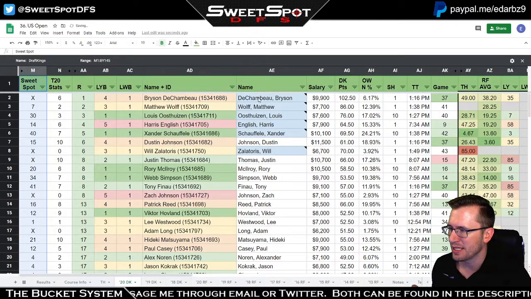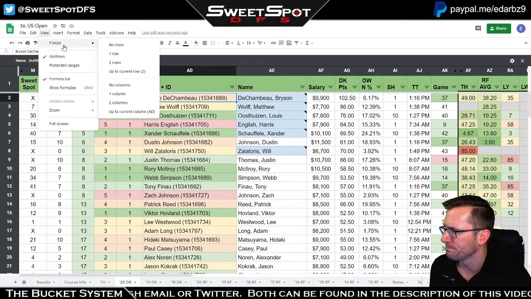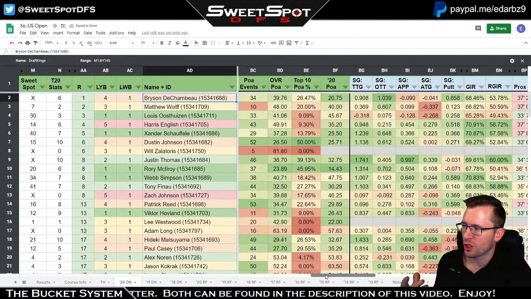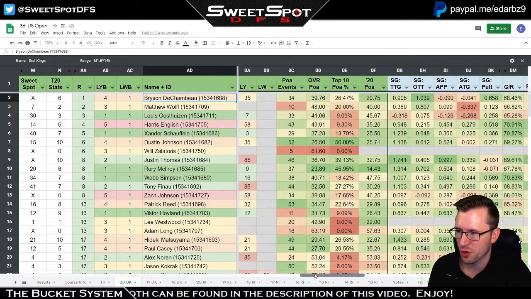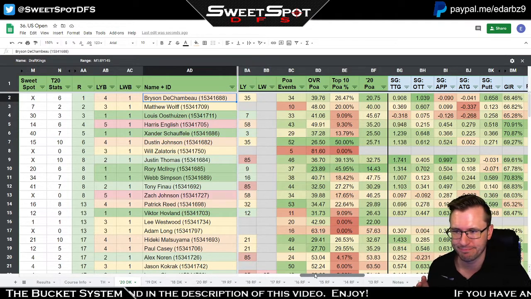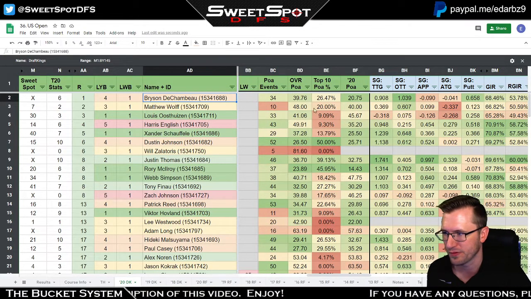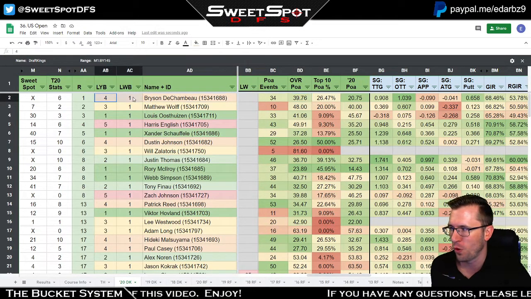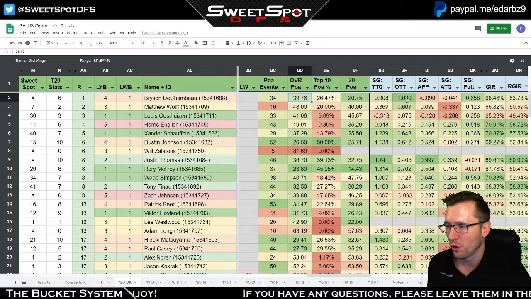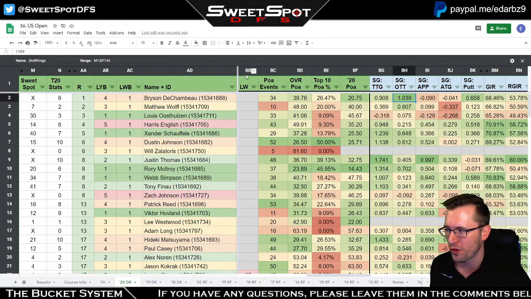But if I hide this and then freeze the pane here, this way we can determine, looking at the bucket score and the rest of the stats, in combination with the bucket system, do we like Bryson because of his POA? He's a 4-1. His post stats are 39.76. Do we like that? Or we can look at off the tee, that kind of stuff. So we can combine stats with the bucket system.